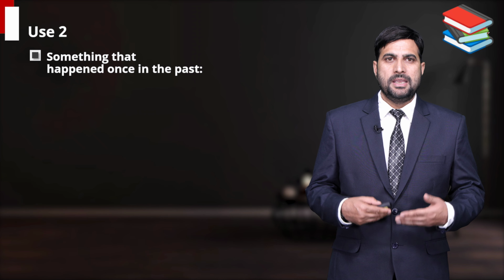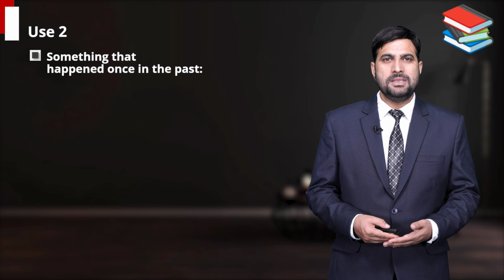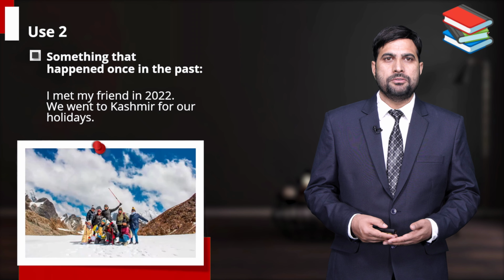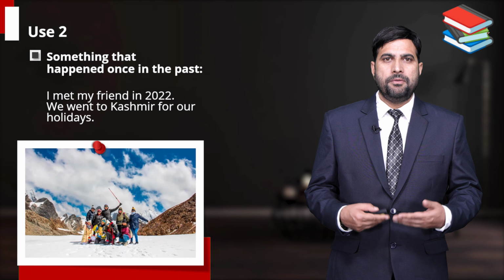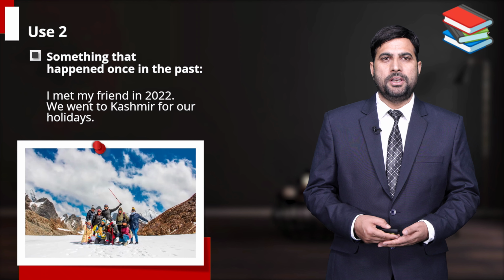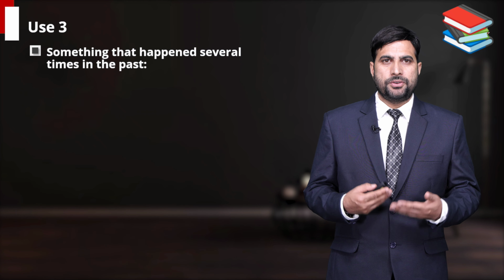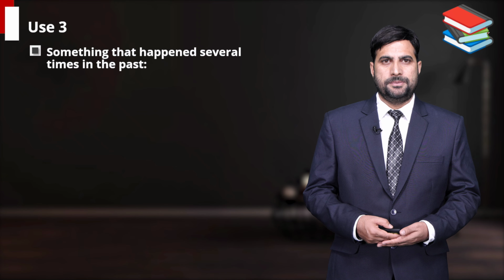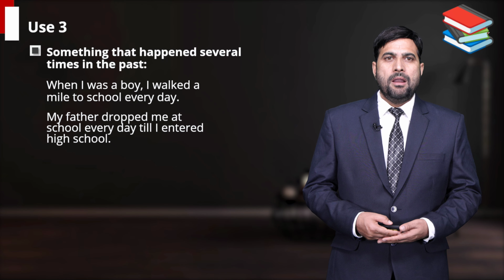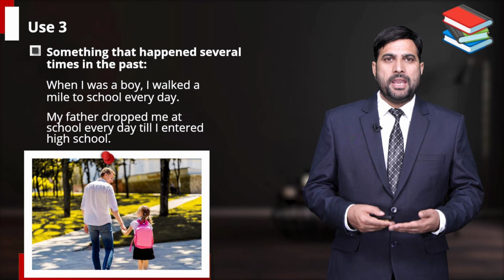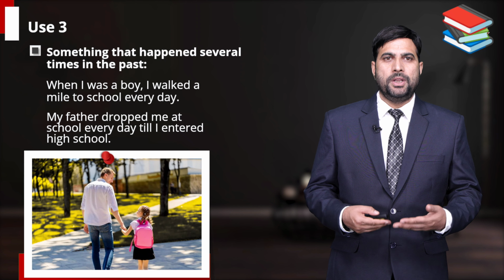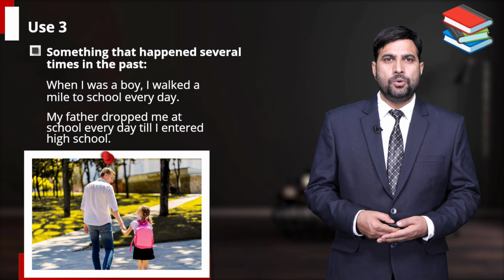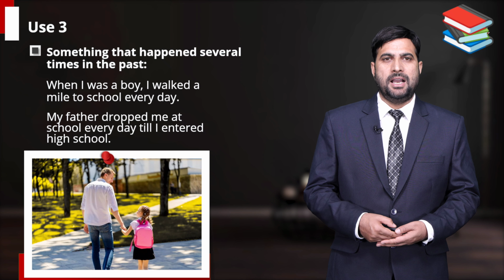Use number 2. Something that happened once in the past. I met my friend in 2022. We went to Kashmir for our holidays. Use number 3. Something that happened several times in the past. For example, when I was a boy, I walked a mile to school every day. My father dropped me at school every day till I entered high school.